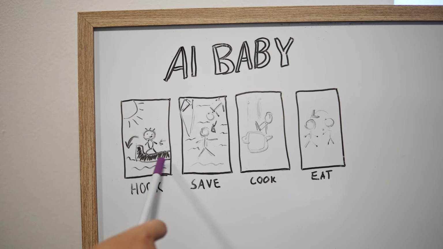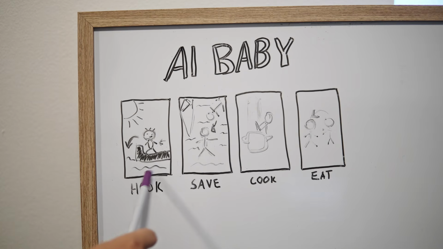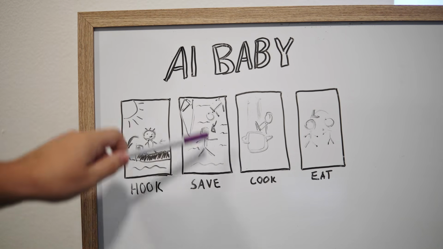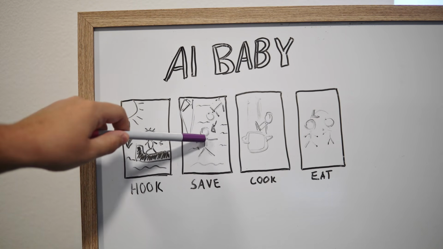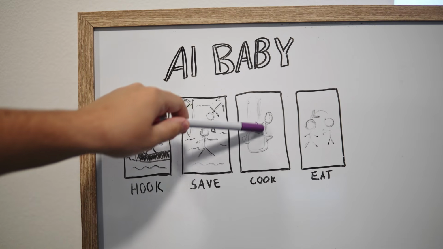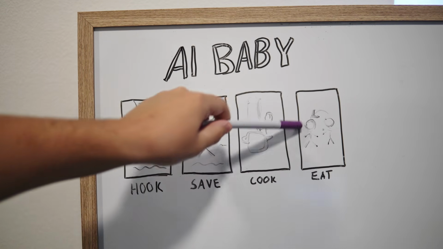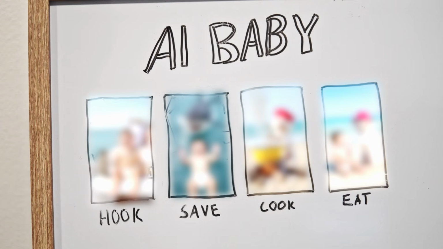So first we have a hook where baby gets in a shocking, scary situation. For this video, baby is gonna be sitting on the edge of a boat and cat is gonna push baby into the water. Then the dog comes and saves the baby. That same dog goes out fishing, cooks a meal for the baby, and at the end, the last frame is dog feeding the baby. Now let's turn that idea into an actual video, starting by creating the images.